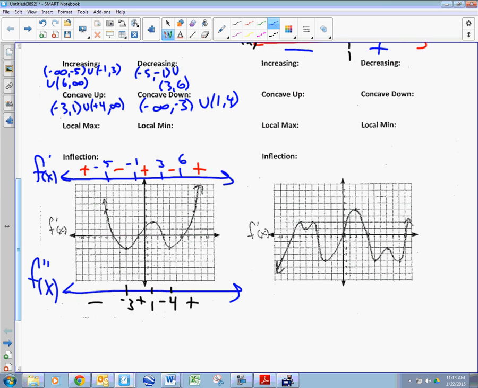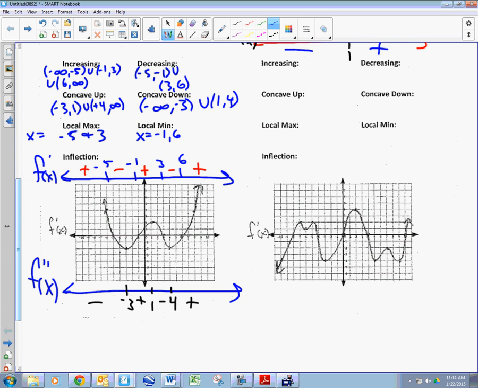Why? Yes, good. It goes from increasing to decreasing, therefore it is a local max. And positive 3. That's where we have them. We don't know the y values, but we know that x equals -5 and positive 3 is where we're going to have local maxes. Local mins: -1 and positive 6.